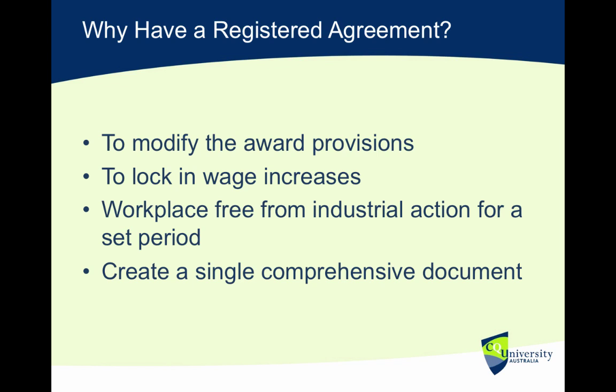So if you have a look at the enterprise agreement that we have for this university, for example, you'll see one of the provisions sets out the wage increases over the life of the agreement. It also means that you have a workplace which is free from industrial action for a set period, and that usually takes you right through to the expiry of the existing agreement, because industrial action is otherwise prohibited during that time. And all of the instruments which make up the relationship between employer and employee come together pretty much in a single comprehensive document.